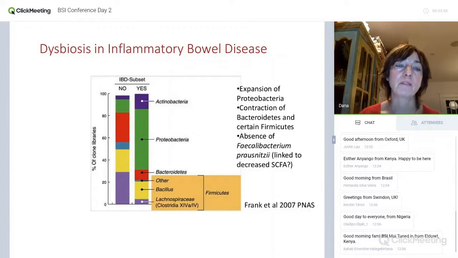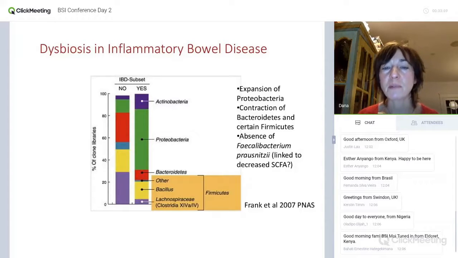So thinking about the possible effect of microbes on the development of inflammatory bowel disease. There have been many studies over the years that have looked at the microbial composition associated with inflammatory bowel disease. And this is just one example. Like I mentioned, there are many studies that have looked at this. And this is a study by Frank et al. that was published quite a few years ago now, in 2007.